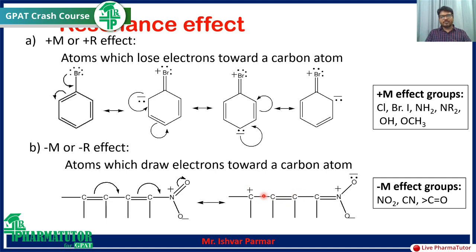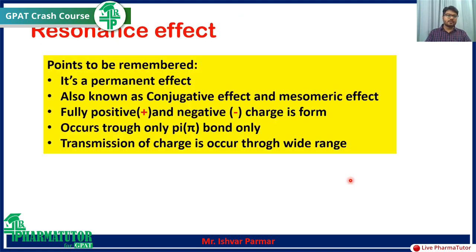It is a resonance effect. Here a fully positive charge is formed and a fully negative charge is formed. Always remember, it is a permanent effect known as the conjugative effect, or mesomeric effect. Fully positive and fully negative charges form through the pi bond. Transmission of charges occurs over a wide range.